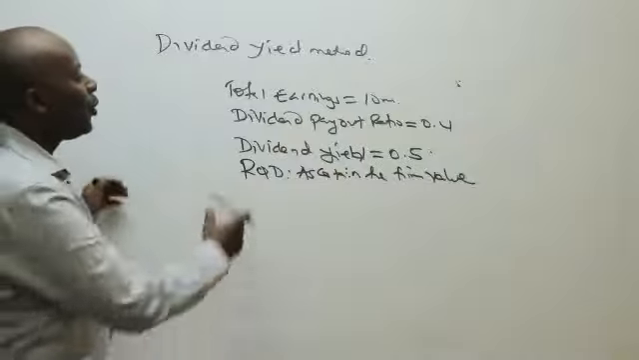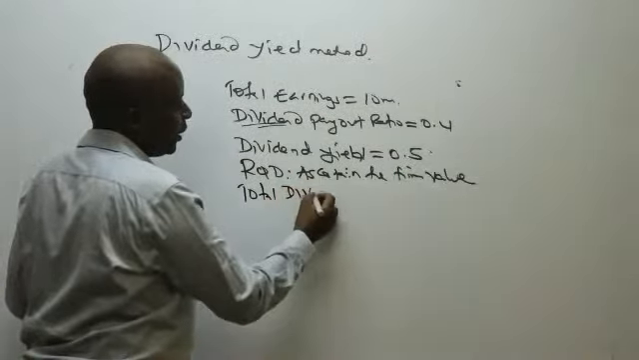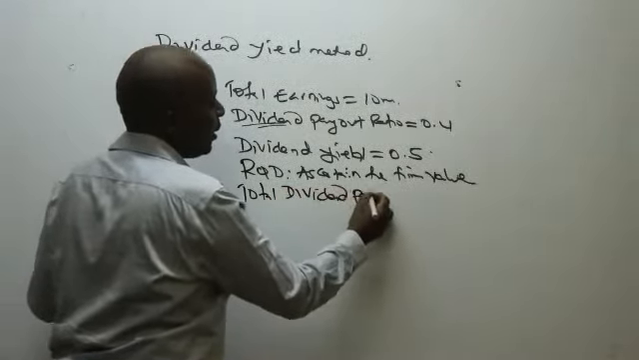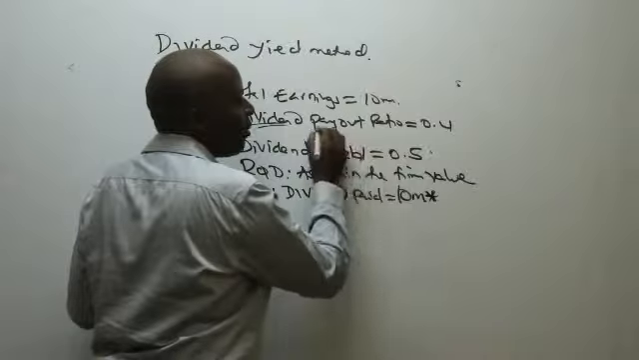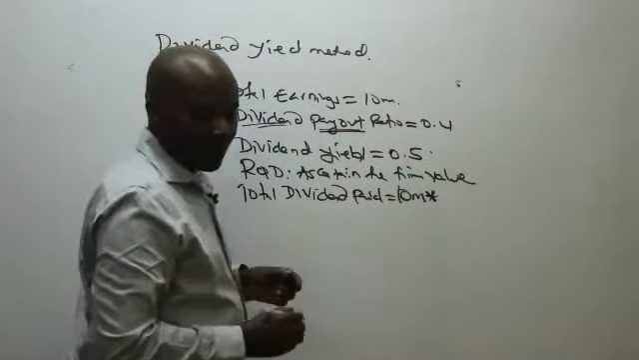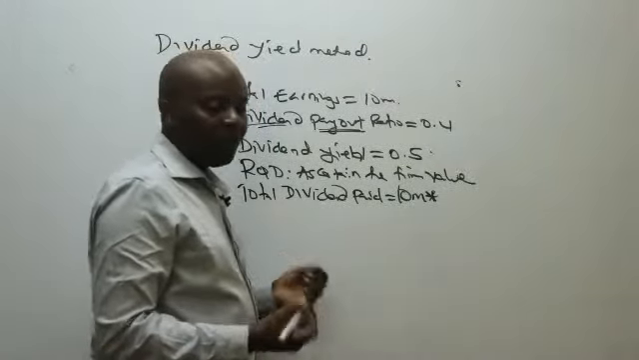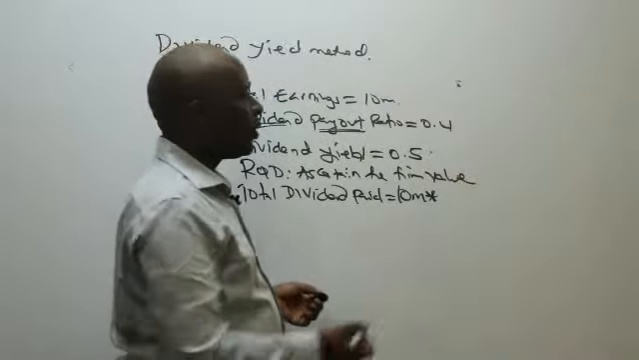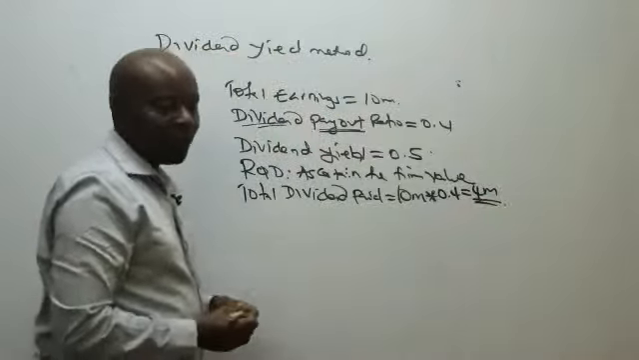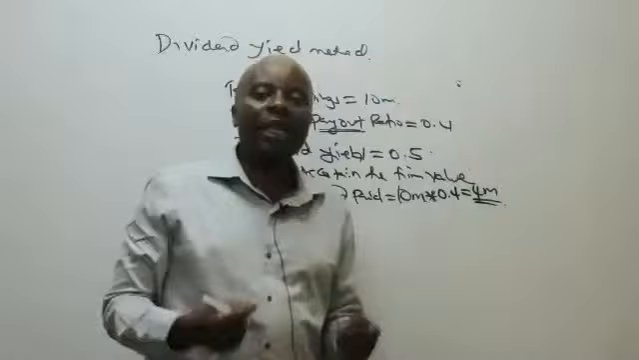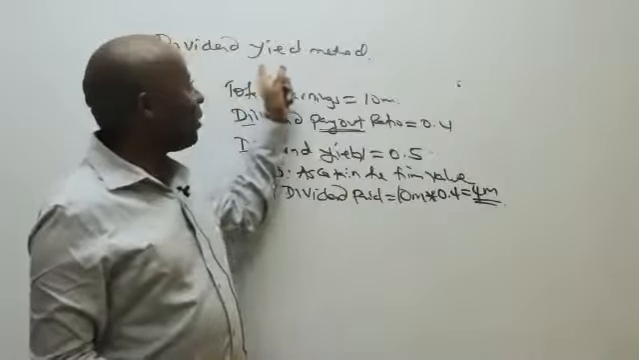So the first thing that I'll do is to get the total dividends paid in that year. I know dividend is normally paid from the earnings. It is 10 million times our payout ratio. We got 10 million, but we only paid out 40%. So 10 million times 0.4 gives us 4 million as the total dividend that was paid. Out of the total dividend paid, ladies and gentlemen, I'll be able to estimate the value of the firm using the dividend yield method.